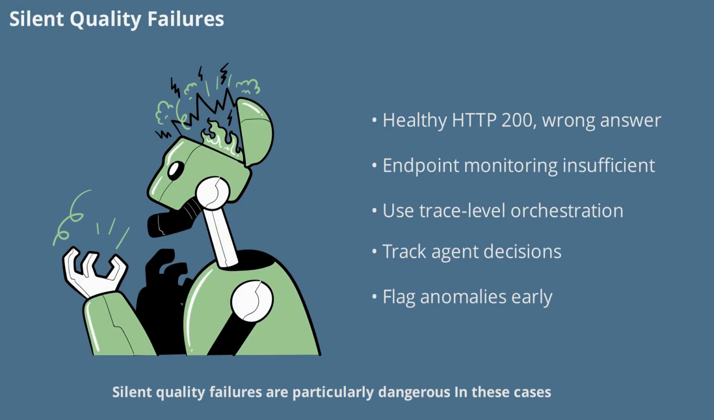Silent quality failures are particularly dangerous. In these cases, the agent returns a healthy HTTP 200 OK, but the answer is wrong due to poor reasoning. Traditional endpoint monitoring won't catch these. Instead, implement trace-level orchestration, which tracks the agent's decision process and flags anomalies before they reach the user.